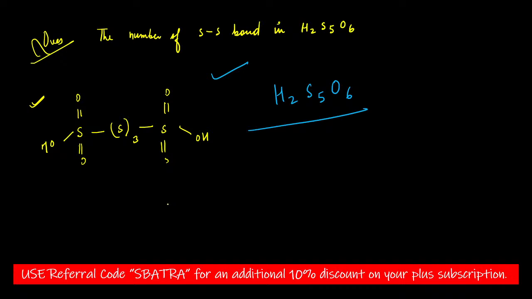Now the number of S-S bonds. We have five sulfurs, so how many sulfur bonds? 1, 2, 3, and 4. So we got four sulfur bonds over here. Good work. Okay, so now let's take the next question.